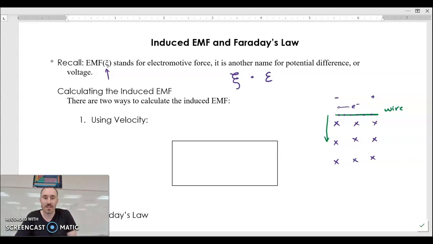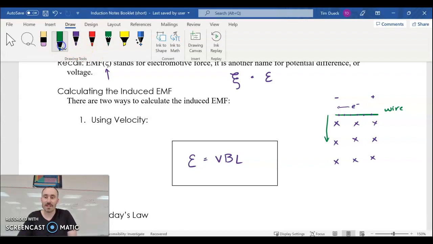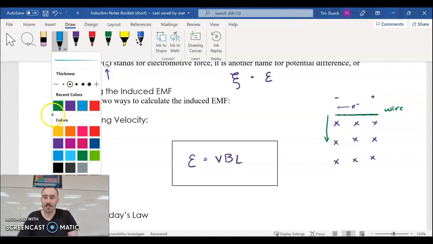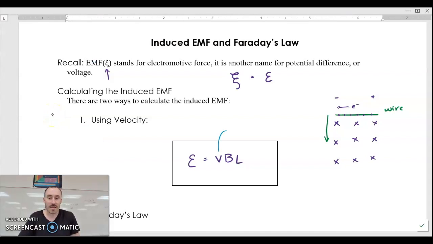So our formula then is electromotive force, or voltage, is equal to V B L, where V is velocity. How quickly is that wire moving through the field? B is magnetic field.